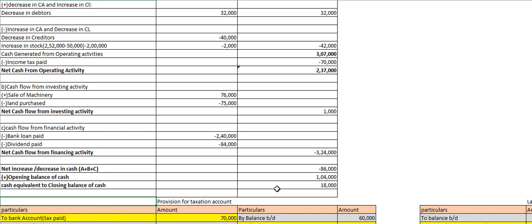of cash. So if your statement equals the closing balance of cash after adding your opening balance of cash, then your statement is correct. This is how you end the cash flow statement. When you add it, you are supposed to get your closing balance of cash. So opening balance plus the net increase or decrease should be equal to the closing balance of cash.